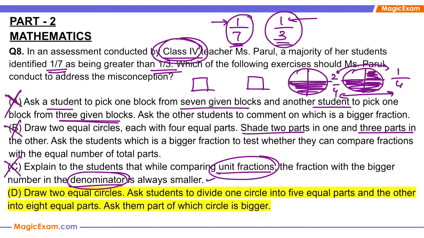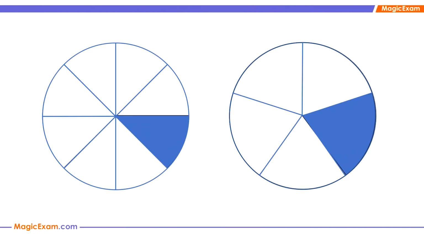Now, the last option is the correct answer here, which has also been highlighted in yellow. That is, draw 2 equal circles and ask students to divide one circle to 5 equal parts and the other into 8 equal parts, and ask them part of which circle is bigger. Now, if we conduct this exercise like this, both of these circles are equal. Now, the first circle has been divided into 8 equal parts, and the second circle has been divided into 5 equal parts.